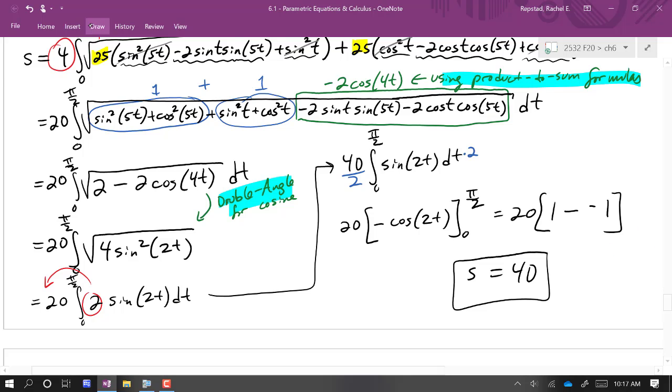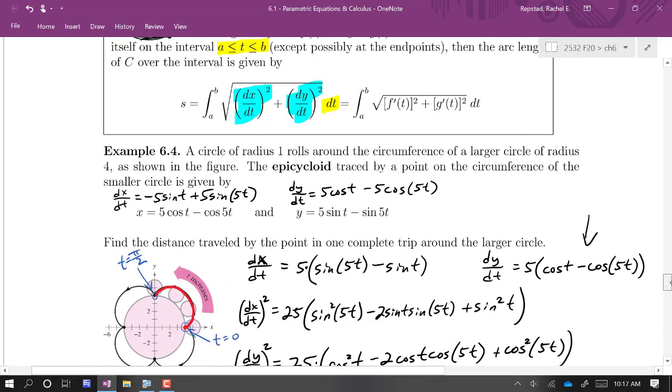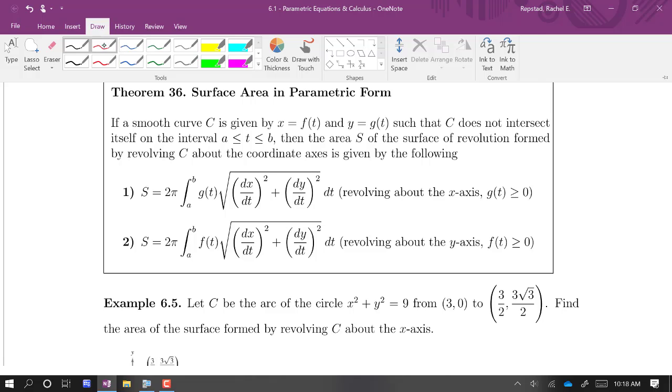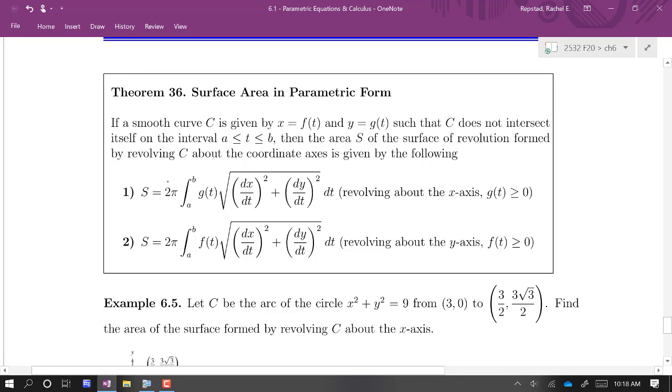All right, we did arc length, and so closely related to that is to do some surface area. Again, this is really similar. The integral formula is very similar to what we saw for finding a surface of revolution in Chapter 3. You'll notice that this additional factor of 2 pi in front is there because we're revolving about an axis.